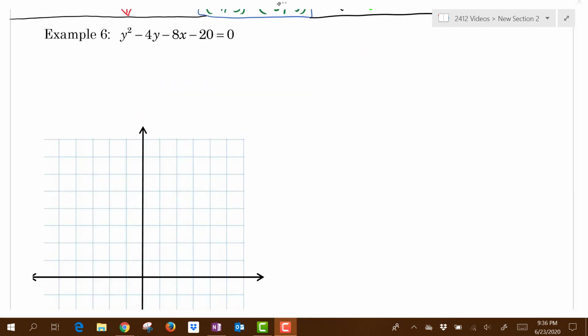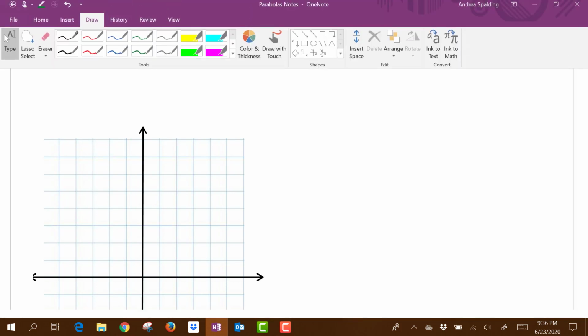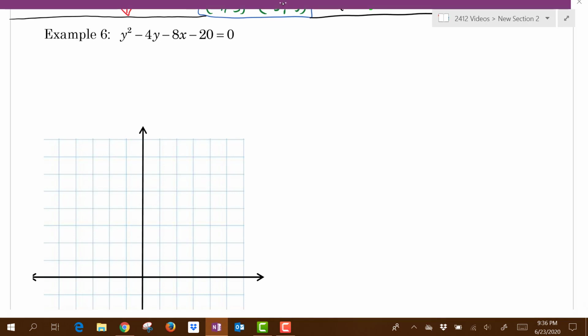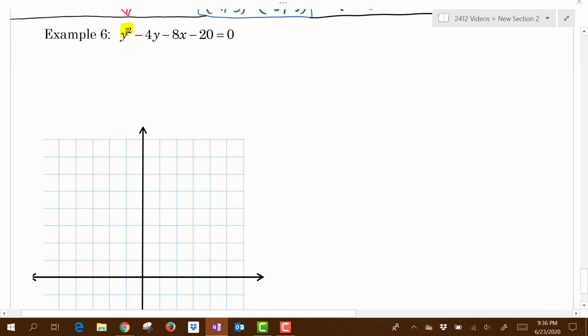Alright, here we have another equation that is not in standard form. So we have y squared minus 4y minus 8x minus 20 equals 0. So we have y being squared, and we have -4y. Those are both part of the variable that's being squared on the left-hand side. And we want to move everything else over to the right-hand side, because remember, our goal is standard form.